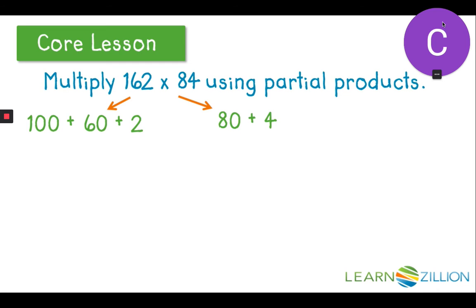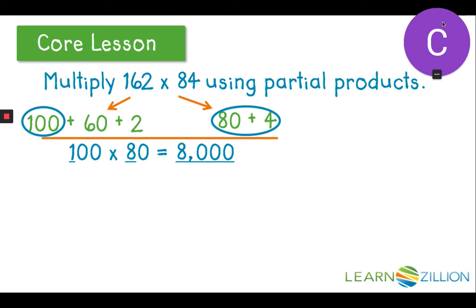First, we'll start by multiplying 100 times each of the digits in 84. 100 times 80 is 8,000. The 80 becomes 100 times bigger. And now we'll multiply the 100 times the 4. When the 4 becomes 100 times bigger, it becomes 400.